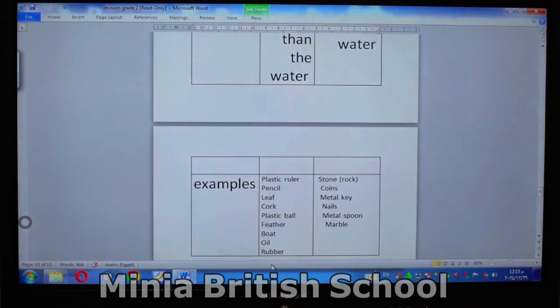Okay. Does a plastic bottle float on the surface of the water? Yes, because it's lighter than water. Okay.